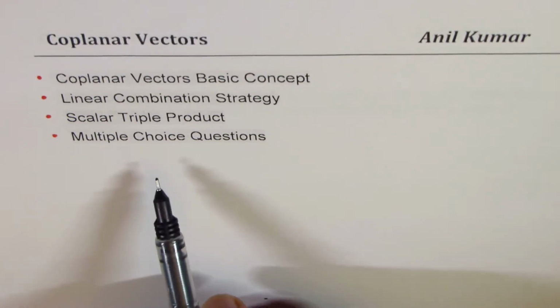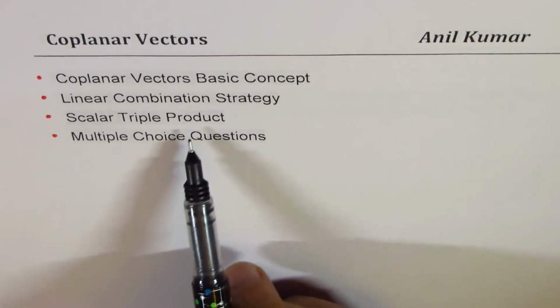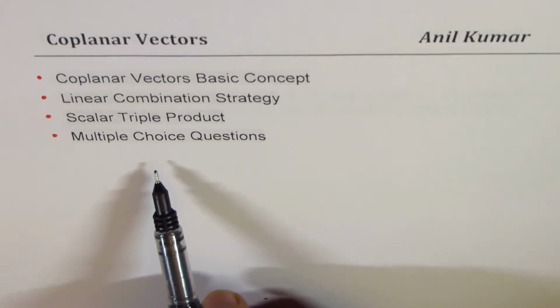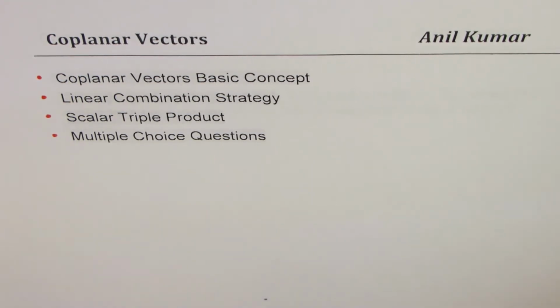Scalar triple product is a good strategy to figure out if the given vectors are coplanar or not. And then we'll have a few multiple choice questions to test our knowledge about coplanar vectors.